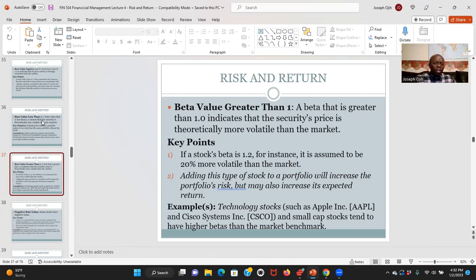For example, if a stock's beta is 1.2, the one I use here, that means that stock is 20% more volatile than the market. Good examples of stocks that can have this kind of beta are usually technology stocks. Things like Apple and Cisco Systems can have this kind of beta, because technology stock is bringing a huge value, especially if a company, through their projects, invents a technology that is very popular. That means it will add more value.